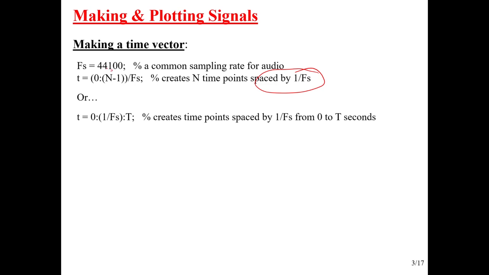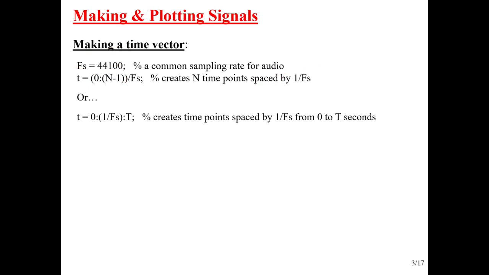So in this form, I create a sequence of integers from 0 to N minus 1, and then I divide those by fs. So each element in that result is an integer divided by fs. So that's going to give me things spaced by 1/fs. That form is handy when I say, oh, I need a time vector with this many samples. That would be the capital N here, which I don't show defining it up above, but you would have to define that previously.